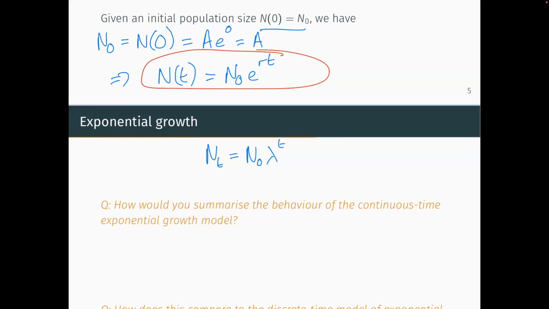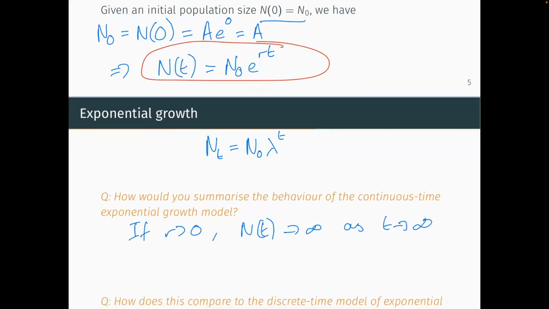It grows when r is greater than 0. So if r is greater than 0, then we're going to have an exponential of something positive times t as t gets very, very big. Then we see that n of t tends towards infinity as t tends towards infinity.